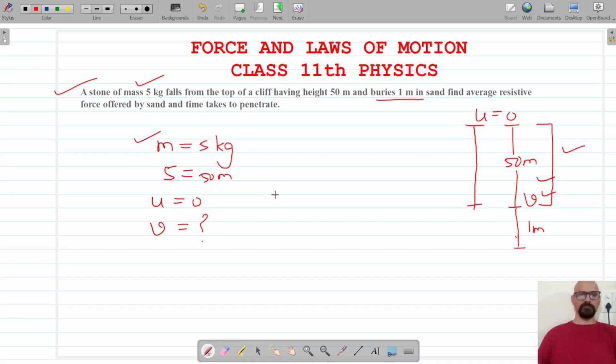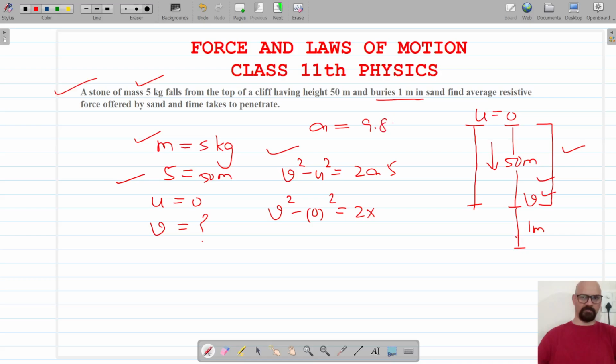Now the distance is given, so we are going to use the equation v square minus u square is equal to 2as. We have to calculate v and u is 0. Acceleration will be the acceleration due to gravity and it will be positive because it's in the downward direction. So acceleration is 9.8 meter per second square, and distance is 50.